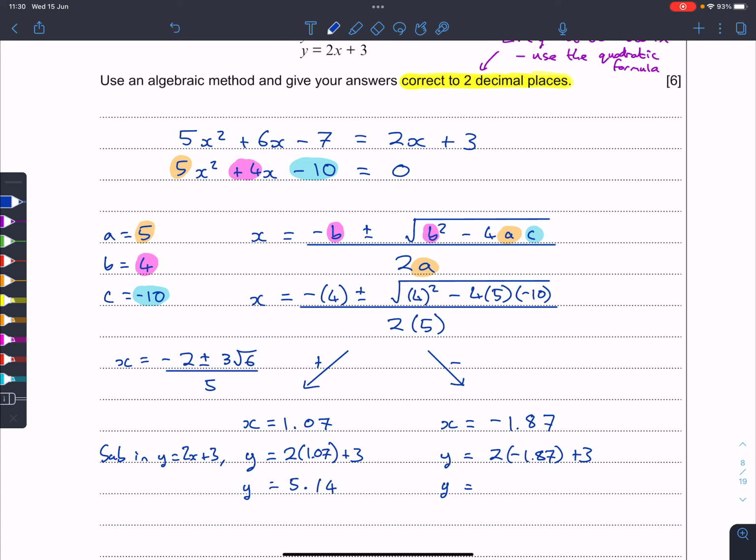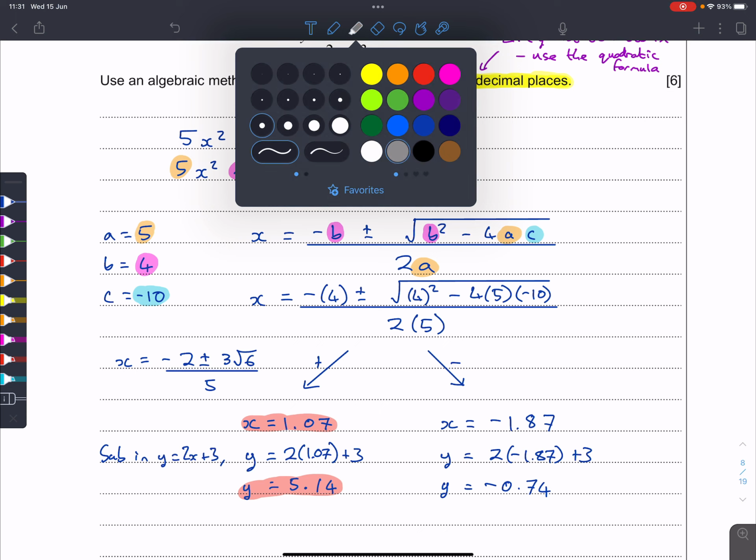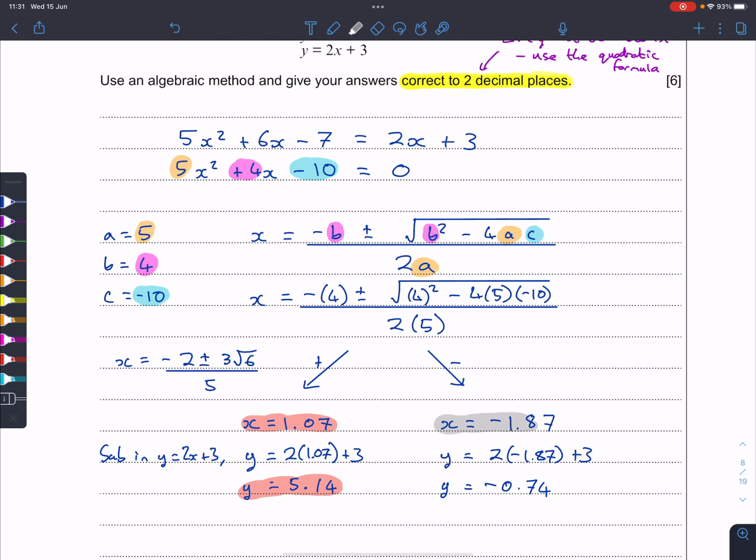Again, I'm going to scroll back through and find that answer on my calculator, and I'm going to use that. So 2 lots of that plus 3 is negative 0.74. Okay, so these are my solutions. I've got x is 1.07, y is 5.14, and x is negative 1.87, y is negative 0.74.